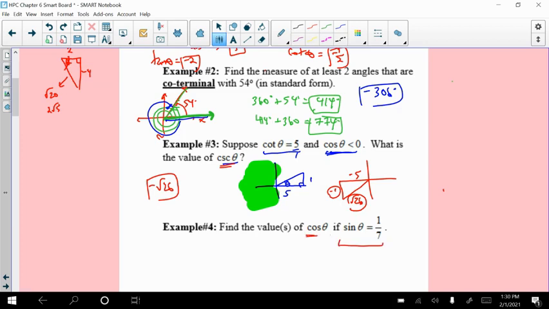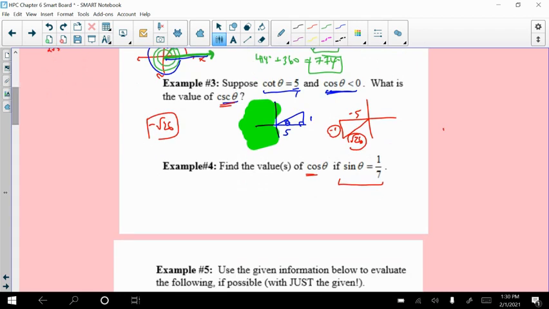Okay. Now, a similar case: it says sine is 1/7. Find cosine. Now, sine is 1/7. It only gives us one parameter. It just says the sine ratio is 1/7, so like a 1 to 7 ratio. So there's one way to represent that. But I could also draw my triangle over here, and that's also a 1 to 7 ratio.